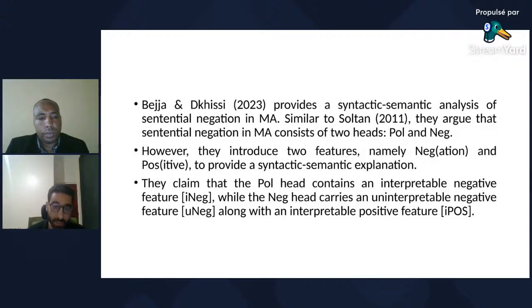Another two authors, Jean and Dedrisi, provide a syntactic-semantic analysis of sentential negation in Moroccan Arabic. Similar to Sultan, they argue that sentential negation in Moroccan Arabic consists of two heads, pole and neg. However, they introduce two features, namely negation and positive, to provide a syntactic-semantic explanation. They claim that the pole head contains an interpretable negative feature, while the neg head carries an uninterpretable negative feature, along with an interpretable positive feature.